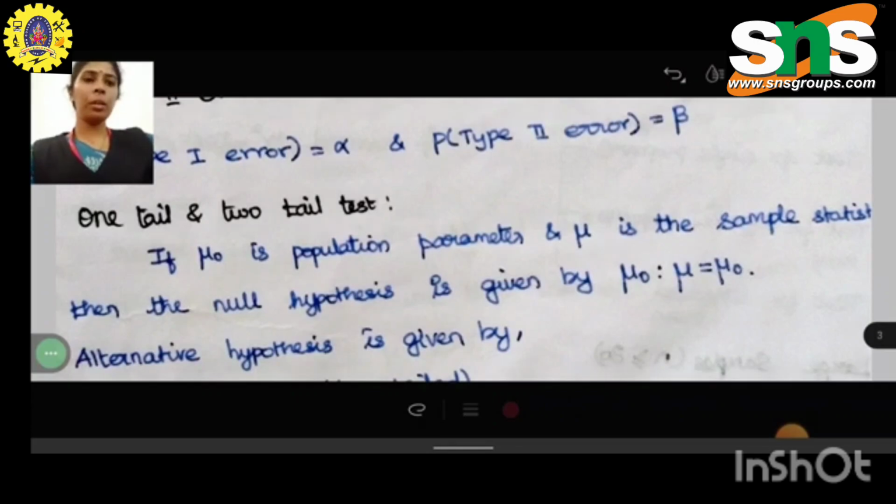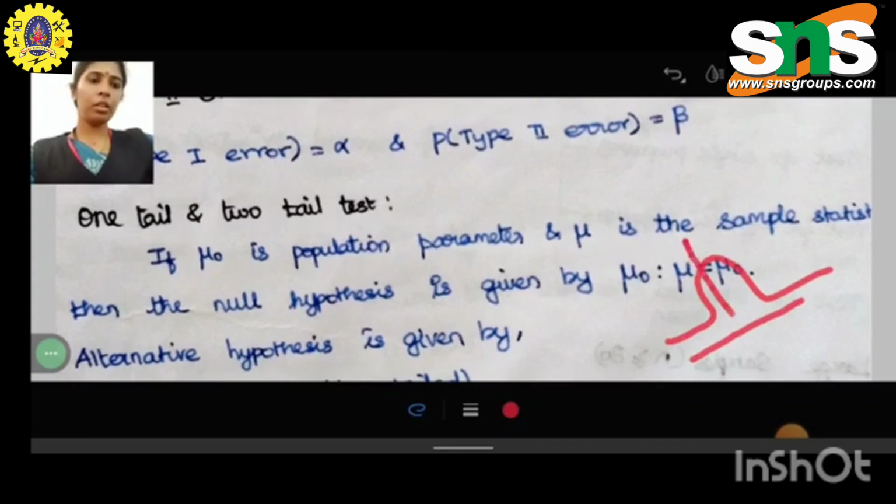And one more thing is the tail. According to the population parameters, some tests may be one tail or some may be two tail. Two tail means we consider both the sides. If it is one tail, it will be on the positive side or the negative side.